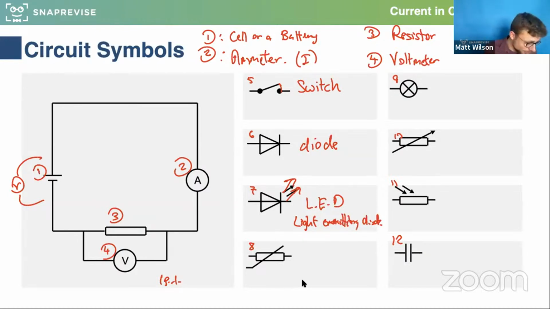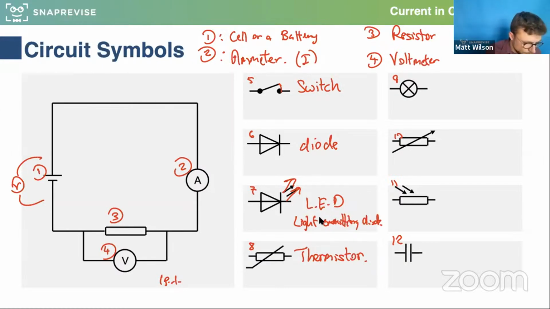Good. Okay, so number 8 here. So I'll put this one in. I haven't seen it in the chat yet. No, good. Okay. Number 8 here. No, you got it. Perfect. Thermistor. So that is a component whose resistance will change depending on the temperature.